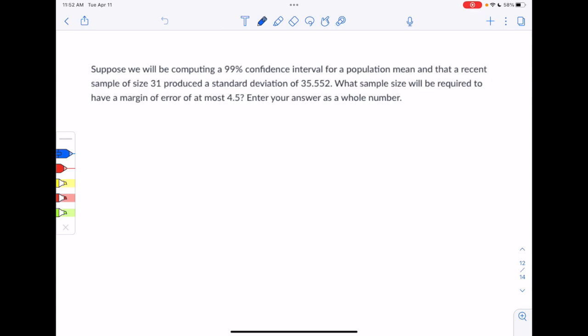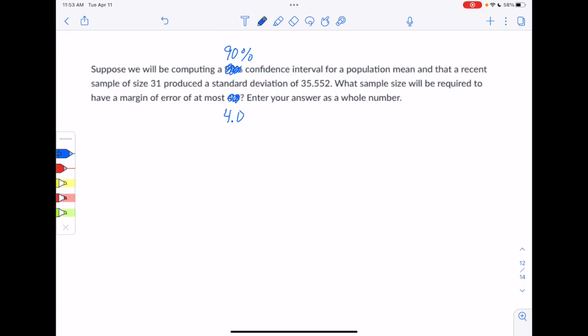So the first thing we're going to do is make a few changes so that we're giving help rather than answers. Instead of a margin of error of 4.5, we're going to do a margin of error at 4.0. And instead of doing a 99% confidence interval, we're going to go ahead and do this at a 90% confidence level. All right, so let's go ahead and start processing this.